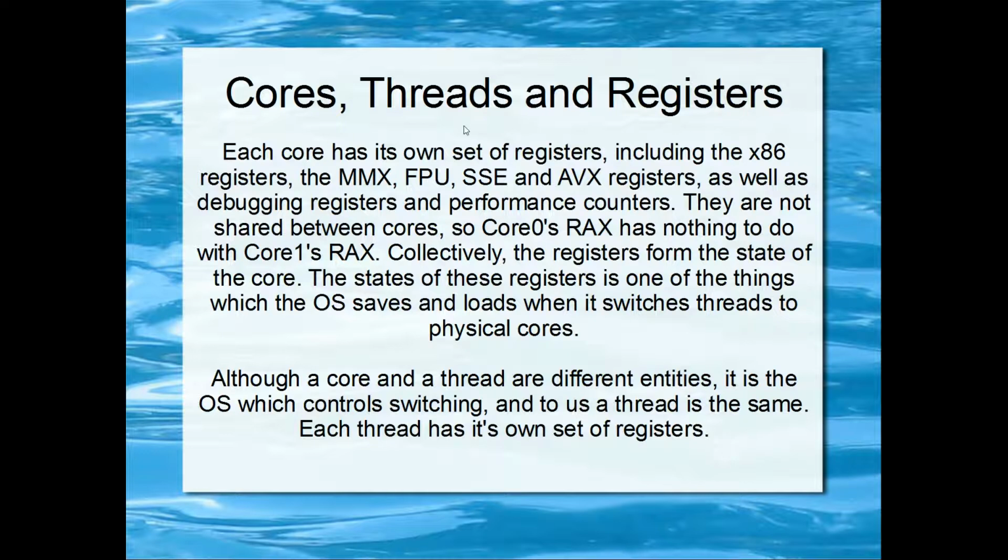Okay, so cores, threads, and registers. This is where things take a bit of an assembly turn. Each core's got its own set of registers, including the x86 general purpose registers and all the pointers and things like that, the stack pointer and that. The MMX registers, the FPU, x87, the SSE and AVX registers. Each core has its own copy of those. They've also got debugging registers and performance counters, which we've really not looked at very much, maybe except for RDTSC, the timestamp.